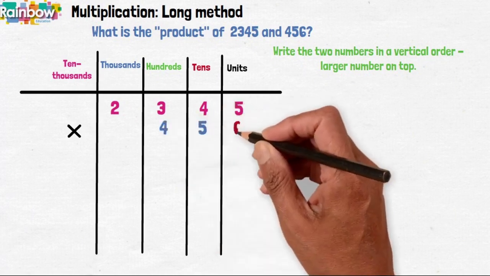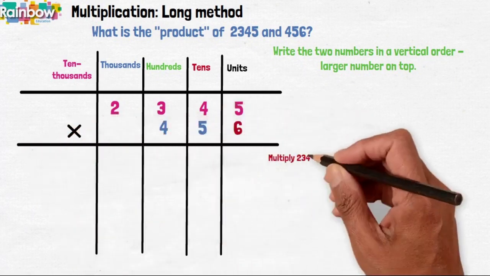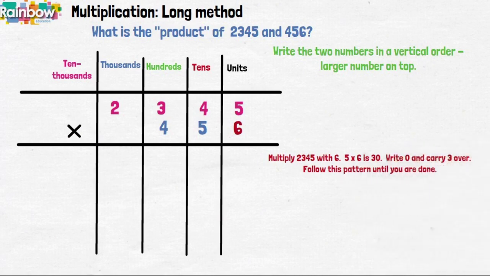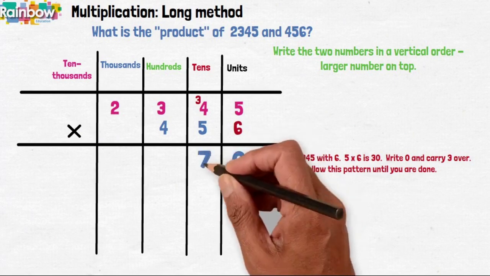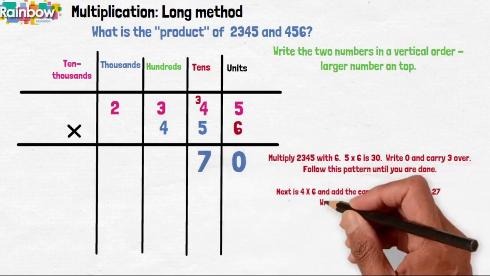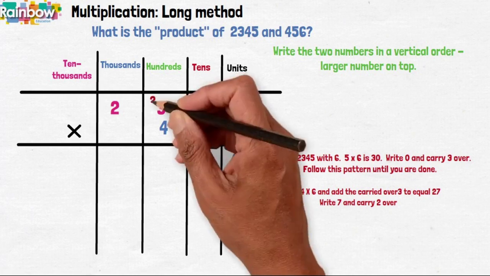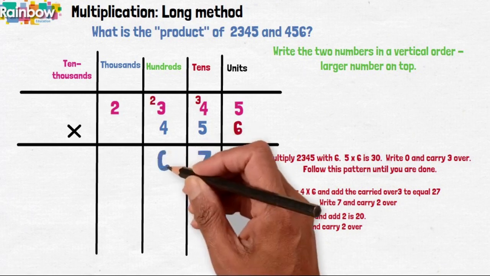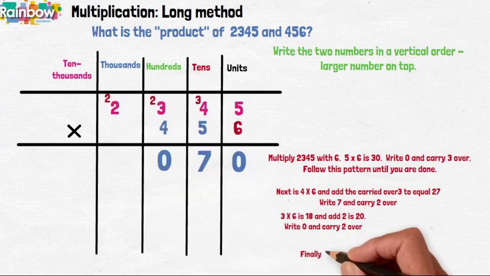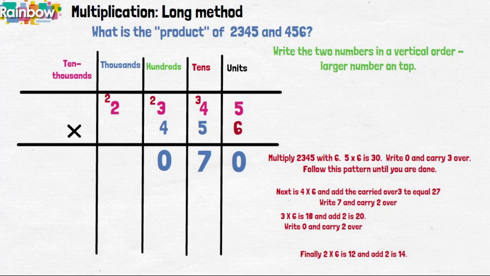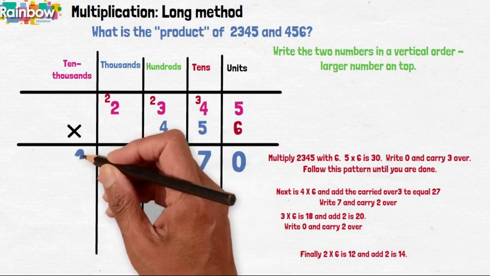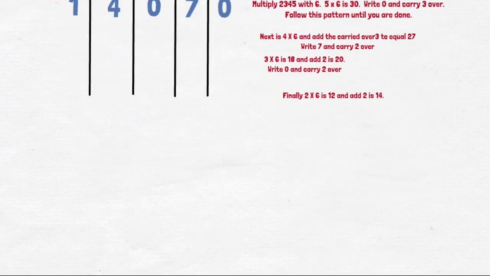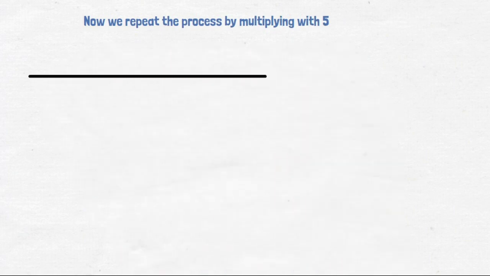We start by multiplying the units column first. 5 times 6 is 30. Enter the 0 and carry the 3 over. 4 times 6 is 24, plus 3 is 27. Write the 7 and carry the 2 over. 3 times 6 is 18, plus 2 is 20. Write down the 0 and carry the 2 over. 6 times 2 is 12, plus 2 is 14. So our answer is 14,070. Now we repeat the process by multiplying by the tens column, which is the 5.